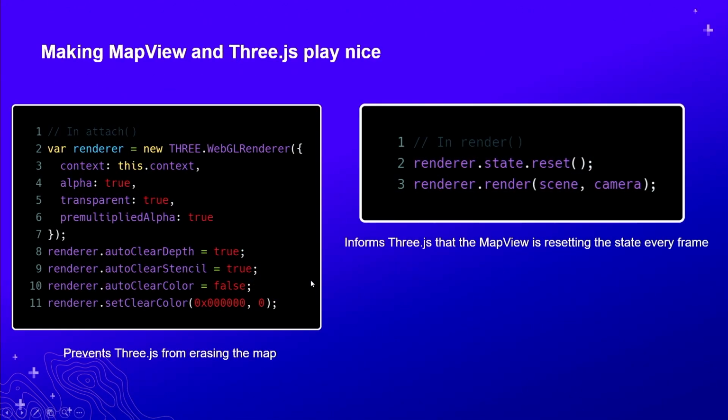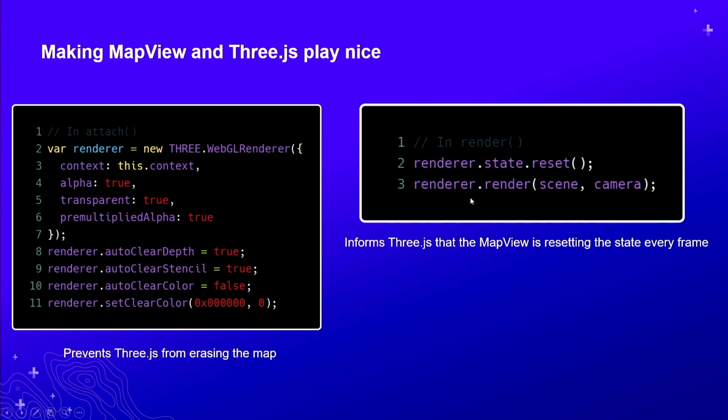So when you are using two different rendering engines together, usually some work is needed in order to make them play nice with each other. In the case of Map View and Three.js, we need to do two things. One, we need to tell Three.js to not erase the base map, basically, because the default behavior is for Three.js to clear the color buffer at every frame. We don't want this to happen.